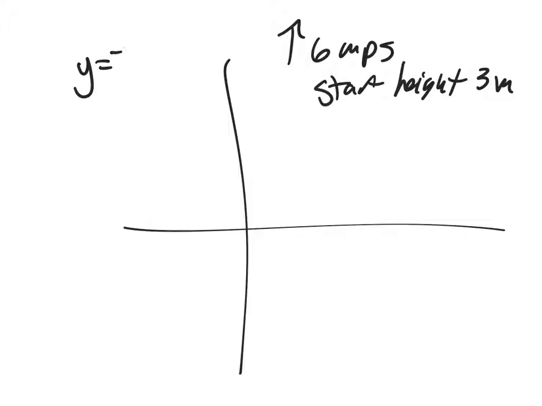All right, in case you forgot, it's negative 4.9. And I'm going to use x this time, just to show you can use t, you can use x, doesn't really matter. Plus 6 meters per second is 6x. And then the height 3, plus 3 meters.